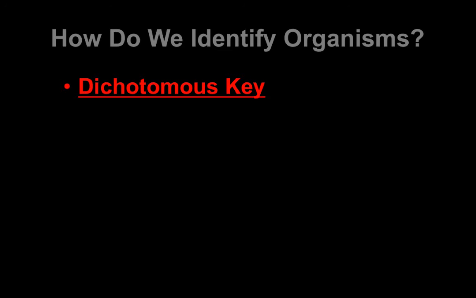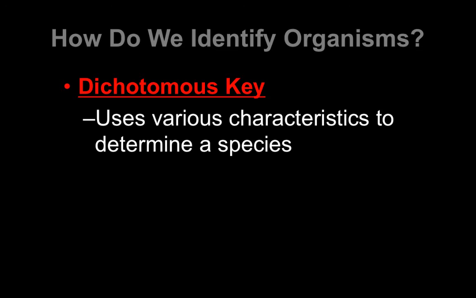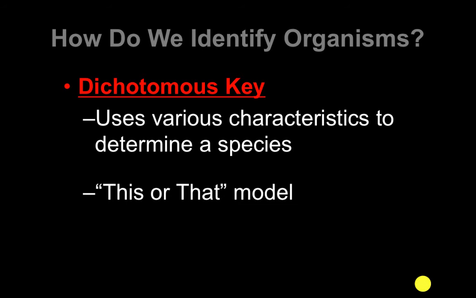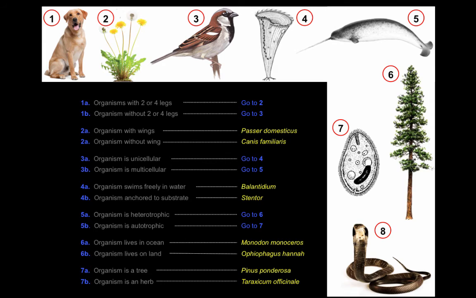Now, finally, let's look at how we identify organisms. And we're going to use what's called a dichotomous key. And this is going to use various characteristics to help you identify specific species. And it's going to use a this or that model, which we'll see here in a second. So here's an example of a dichotomous key. So let's look at how this works. Let's say we're trying to identify species number 2.